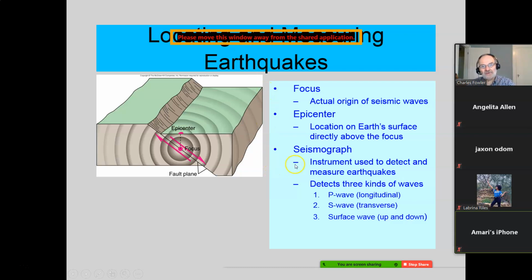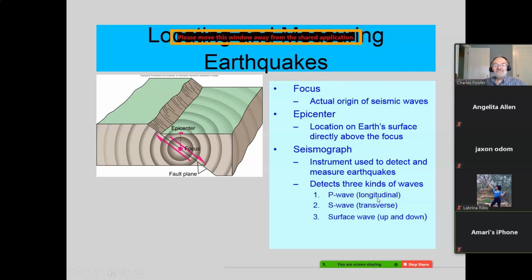How do we measure the earthquakes? Well, that's what a seismograph does. Seismo means seismic waves. Graph means basically to plot or to measure. That's the instrument used to detect and measure earthquakes. And as we've said several times before, you have the P waves. That can stand for primary waves. It can stand for pressure waves, which we get from the word compressive waves. Those are all longitudinal waves.